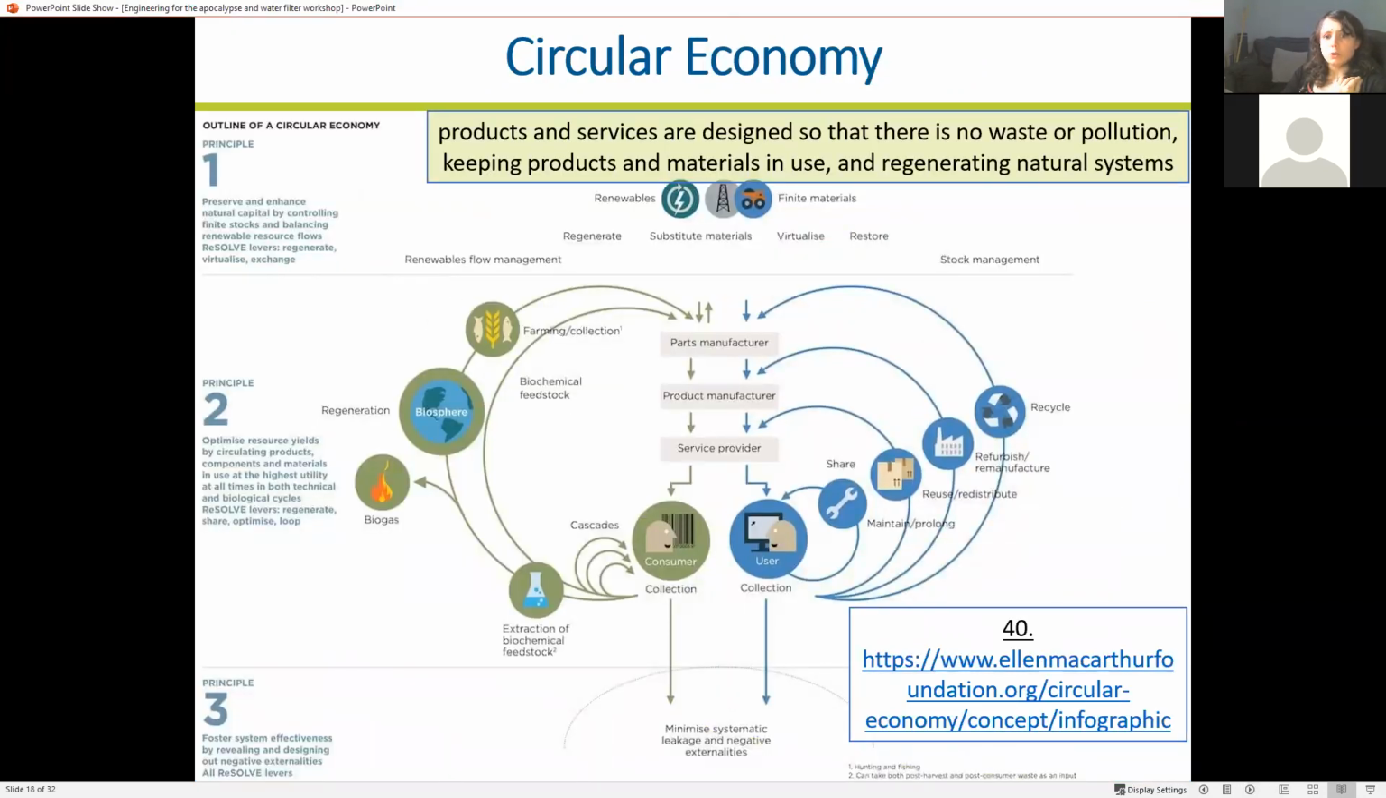So moving on to something which is a little bit deeper, but incredibly useful. So circular economy. All of you would have heard of it in some way or form. When you hear the words reduce, reuse, recycle, that's referring to circular economy. So circular economy is another way of thinking.